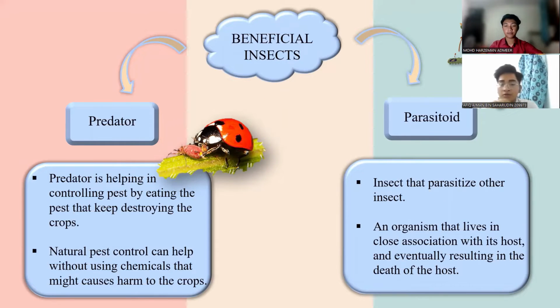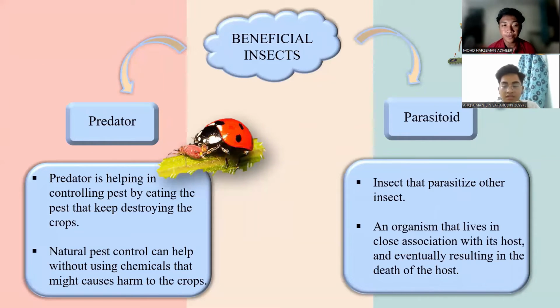Moving on to our focus today. Our focus today is the role of insects in crop management. We focus on beneficial insects, that is, predators. A predator is a species of insect that captures and eats other organisms, such as insects, pests, and mites. Predators are beneficial by helping control pests, eating the pests that keep destroying our crops and production. Using this type of insect, we can control pests naturally, without using any chemical that can harm our crops.